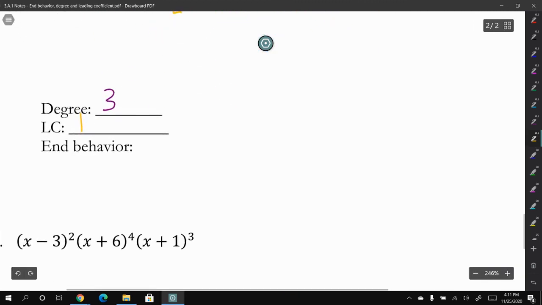So let's write that down. As x approaches negative infinity, y approaches negative infinity, and as x approaches positive infinity, y approaches positive infinity as well. Okay, so that one wasn't too bad.